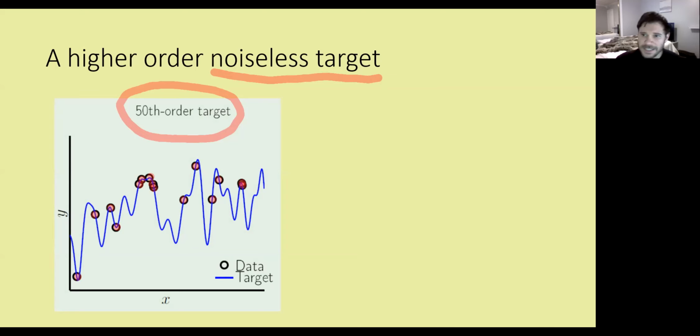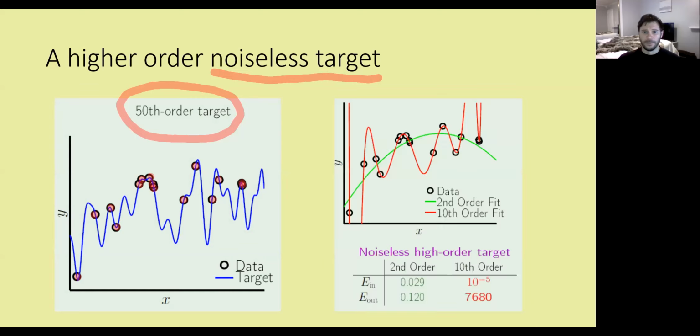But we can still see the same thing, even with a noiseless target. If we compare the performance of that super complex 10th order polynomial to that slightly less complex second order polynomial, you can see here that the 10th order polynomial's out of sample performance is just terrible compared to the second order polynomial, despite the fact that in sample, the 10th order drops our in-sample error very close to 0, whereas the in-sample error using that green second order fit is a little bit higher in this case.